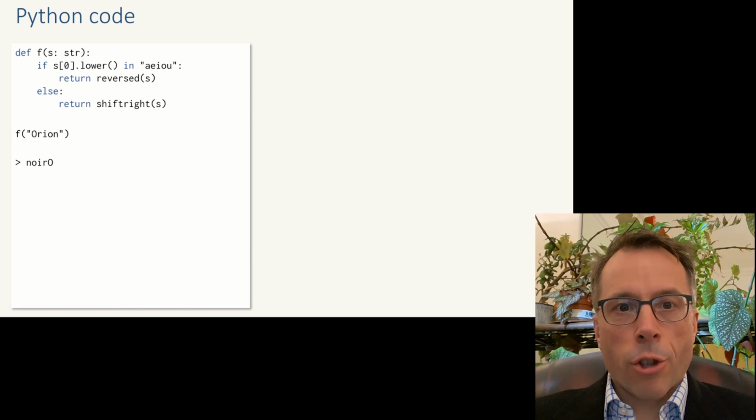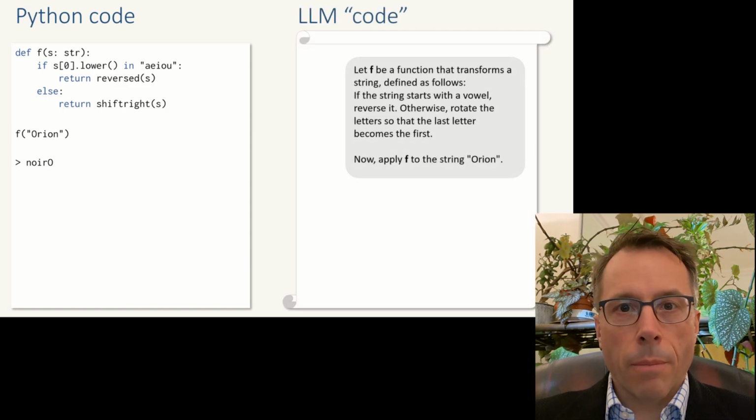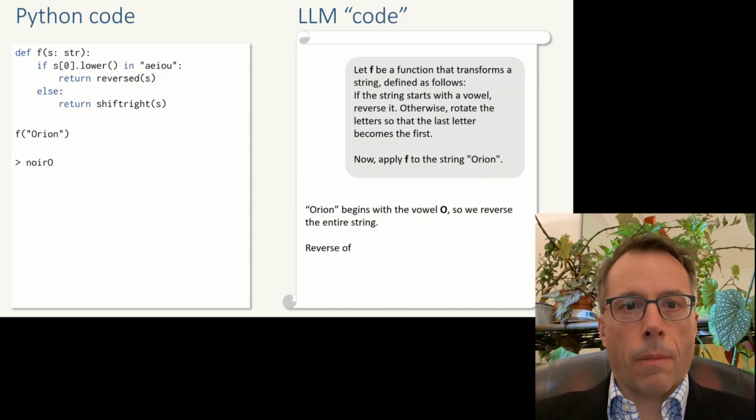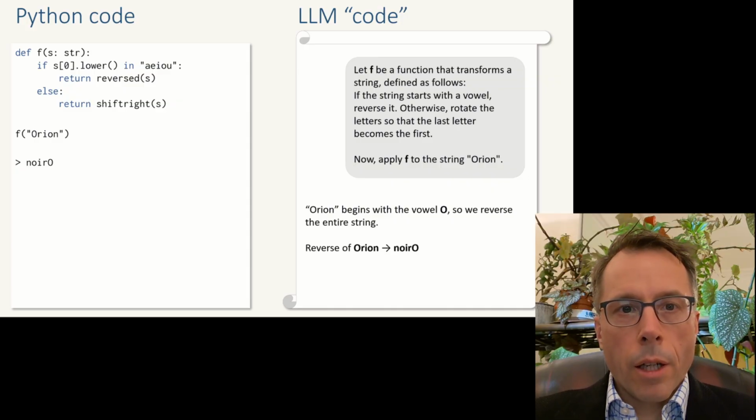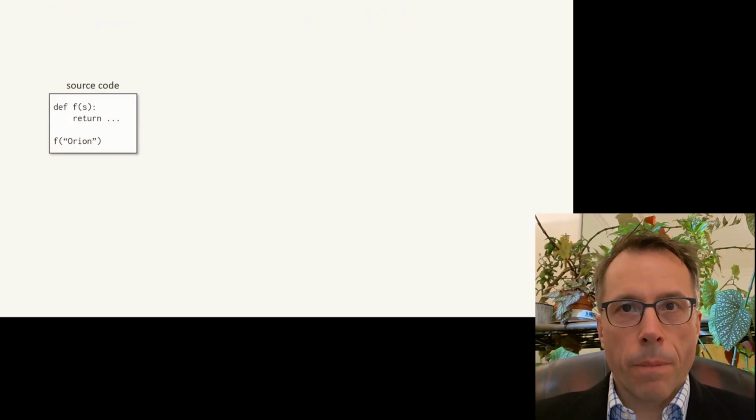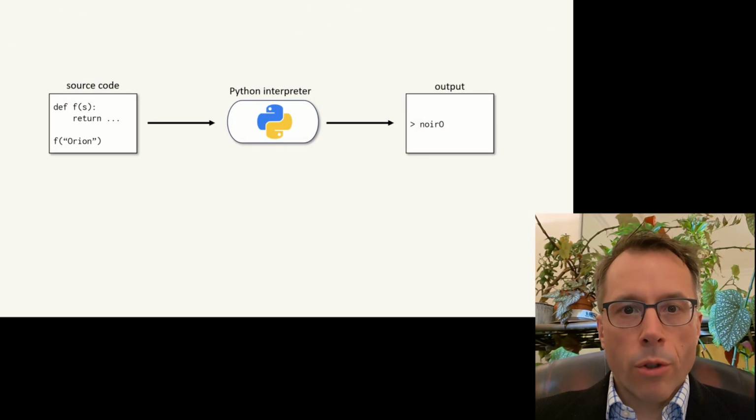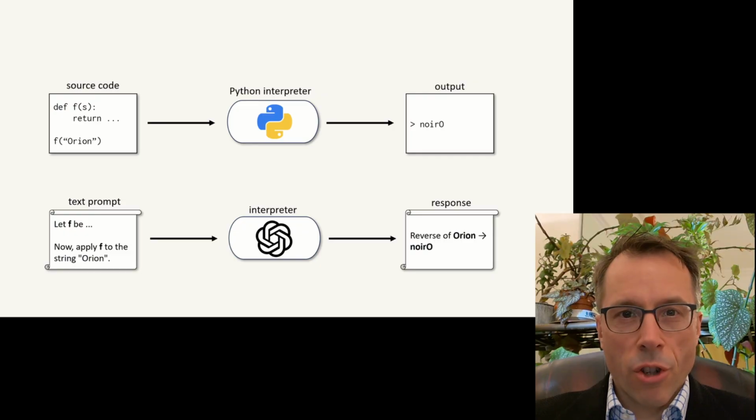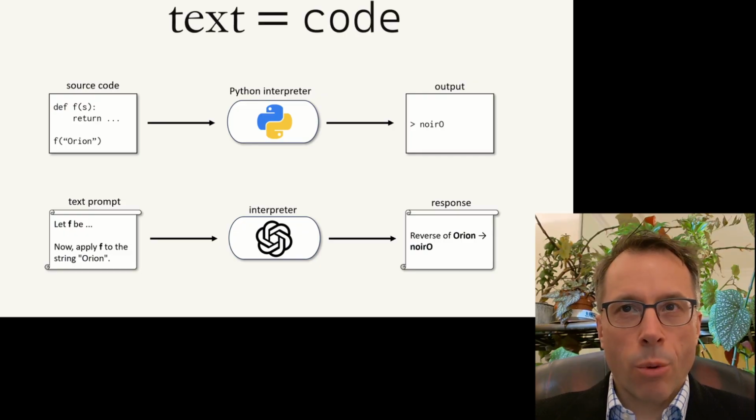An LLM, a large language model, lets us do exactly the same thing. We can define the function in plain English, and we can invoke it. In a very formal sense, then, LLMs mean that English language, or French or any other language, is now computer code. In traditional computing, we'd talk about source code being passed through an interpreter, which executes the code and produces output. The LLM is also an interpreter, and the code that it interprets is text. Text equals code.